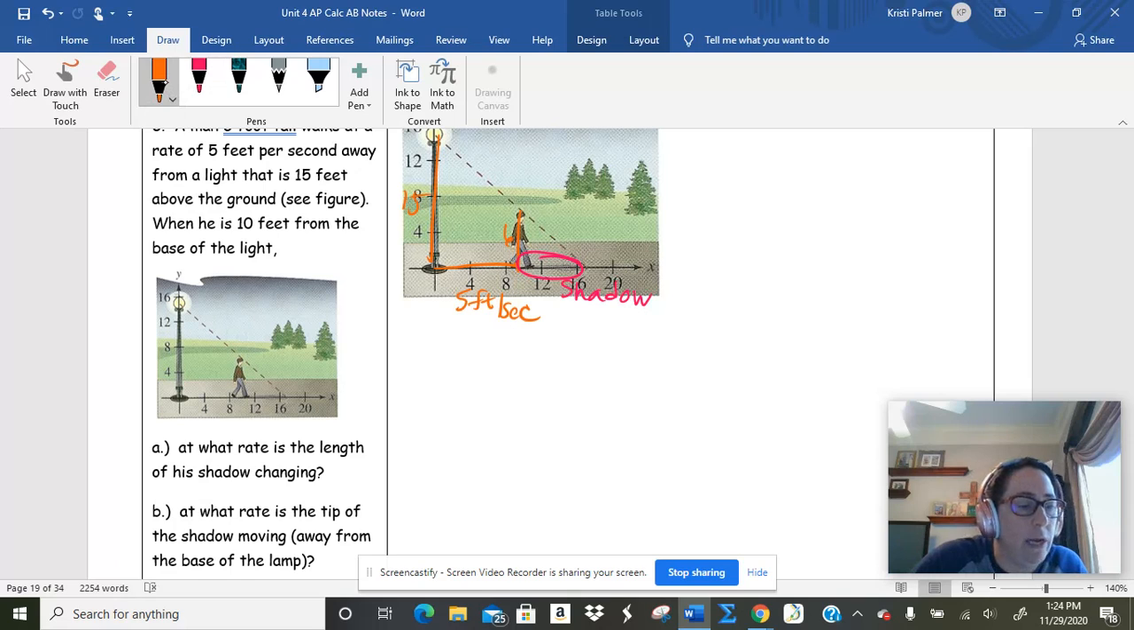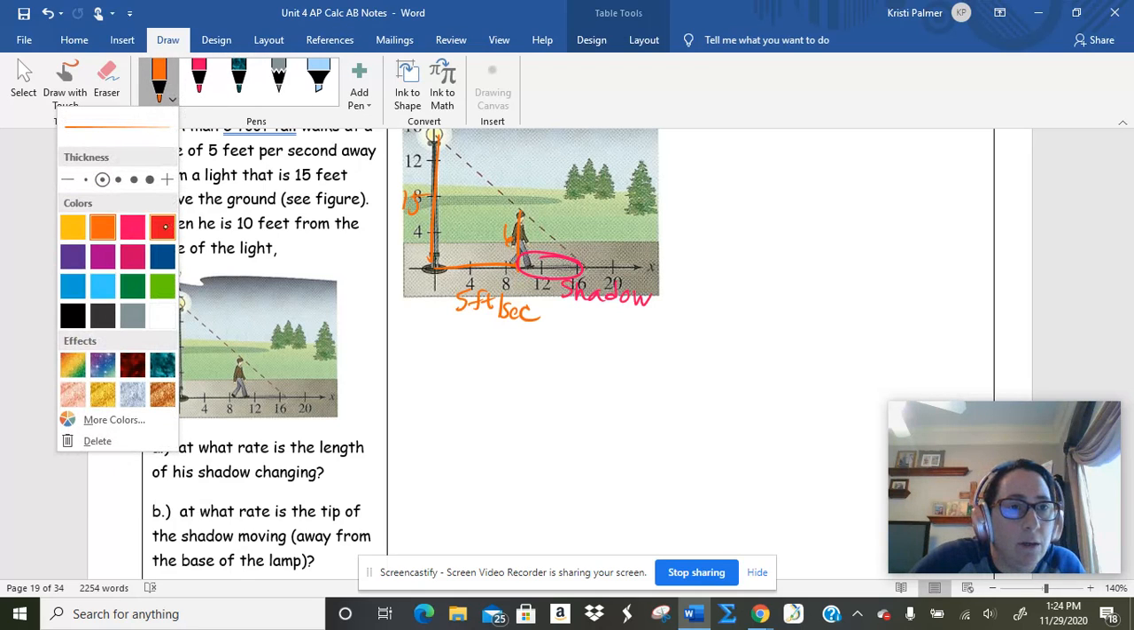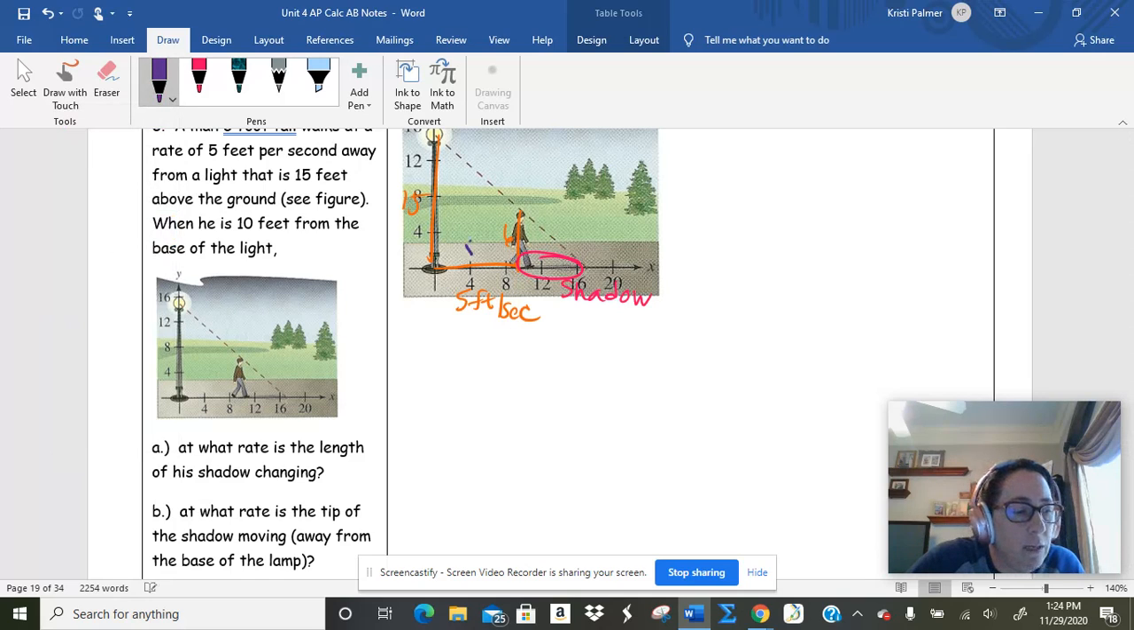Okay, so I'm going to give some things some variables. Let's go ahead and get another color. Oh, how about this one? I'm going to call this one x, and then we know that this is dx/dt, and I'm going to call this one y. This right here is a constant. It is always 15.